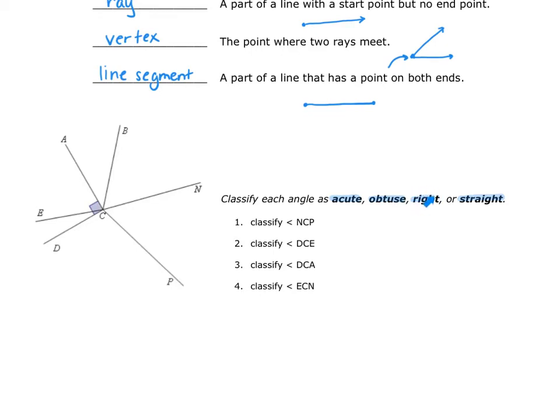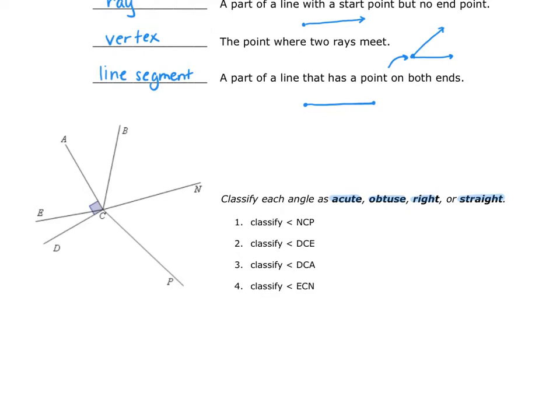Right angles are always given to us. They give us that little square in the corner because a square has 4 right angles. And then we have what's called a straight angle, which is 180 degrees. So you should be able to look at something and get that idea of what it is.